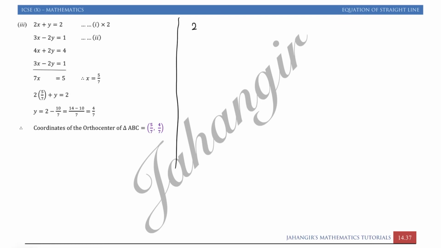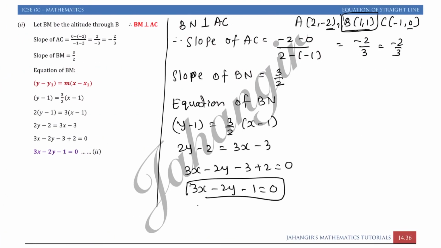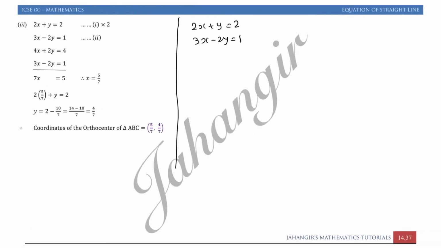First equation was 2x plus y is equal to 2. Second equation was 3x minus 2y is equal to 1. Let us check. 2x plus y is equal to 2. This is the first equation. Second is 3x minus 2y is equal to 1. That is the second equation, first and second.